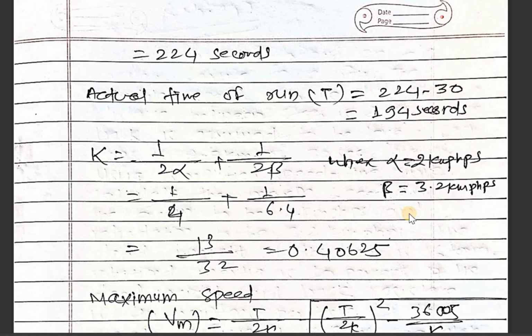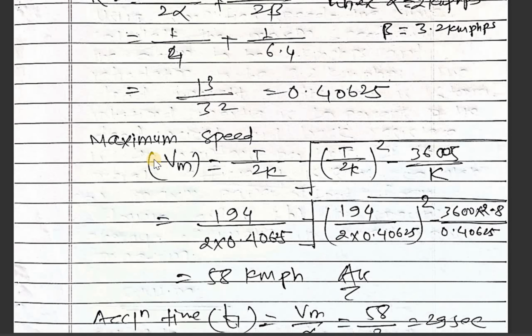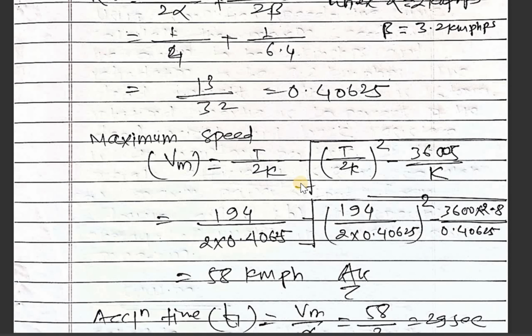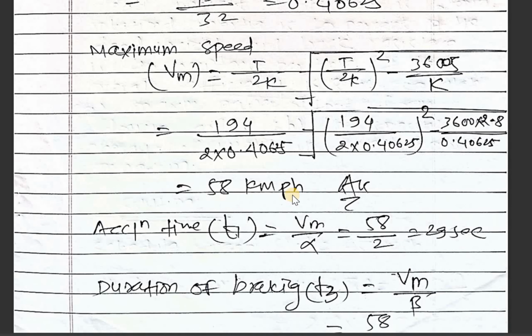So k is 0.40625, and we know Vm equals 1 by 2k root under 1 by 2k whole square minus 3600 S upon k. We have already defined the value of k, and we know the value of T and S. Then you can get Vm equal to 48 km per hour, and acceleration time T1 equals Vm upon alpha.